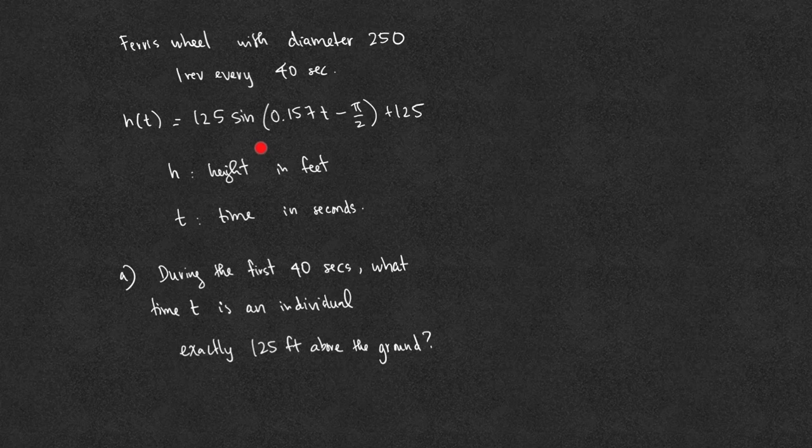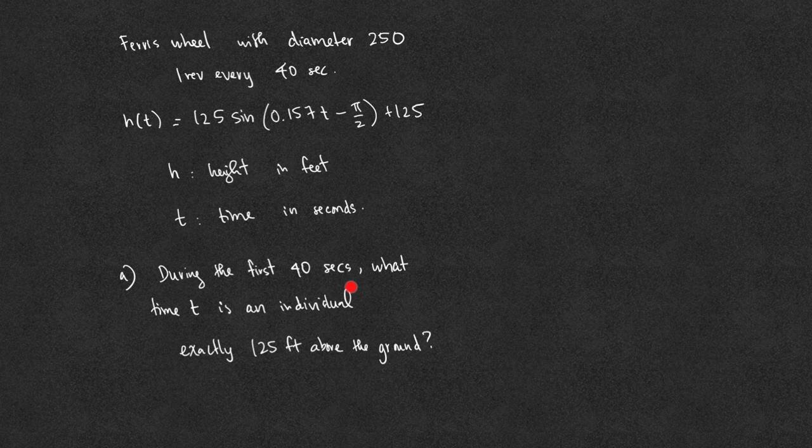In 1893, George Ferris engineered the Ferris wheel. It was 250 feet in diameter. If the wheel makes one revolution every 40 seconds, then the function h of t equals 125 sine of (0.157t minus pi over 2) plus 125 represents the height above the ground in feet of a seat on the wheel as a function of time t, where t is measured in seconds. The ride begins when t equals 0.